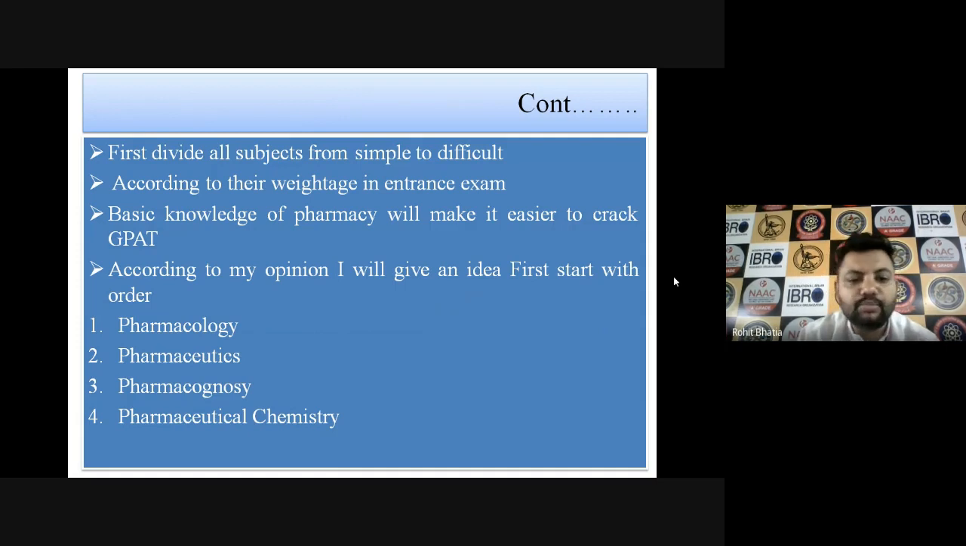According to my opinion, I will give an idea. The order of my preference should be firstly pharmacology, then take pharmaceutics, then pharmacognosy, then pharmaceutical chemistry, and ultimately you can take the rest of the subjects.